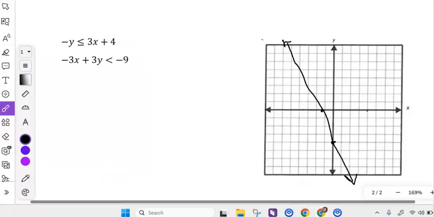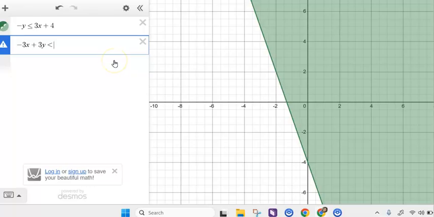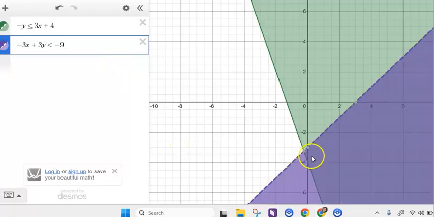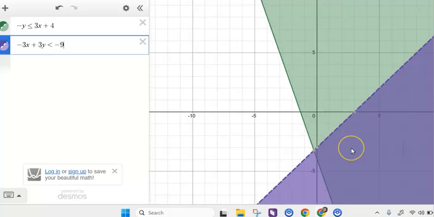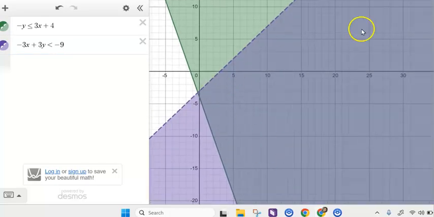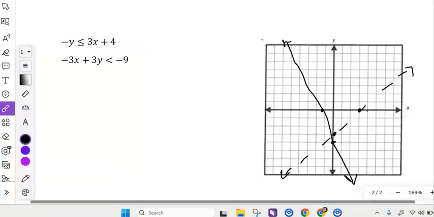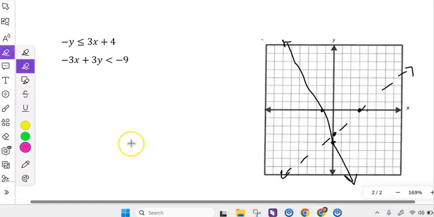I think it was less than negative 9. All right, so again, 0, 3, 0, and 0, negative 3. This is a dashed line because it doesn't have an "or equal to." And then I'm going to shade this double shaded region. So I'm going to shade this right here.